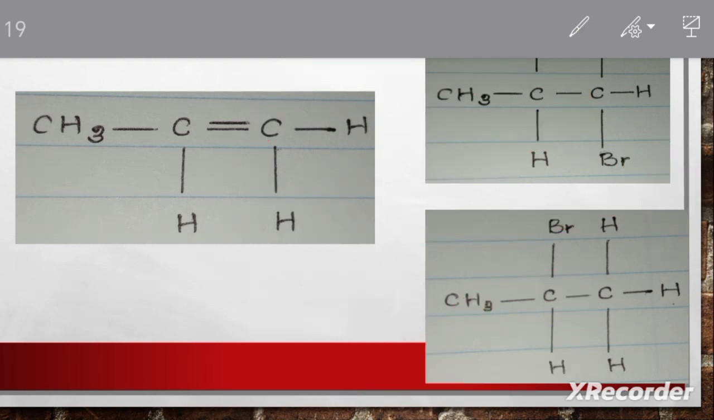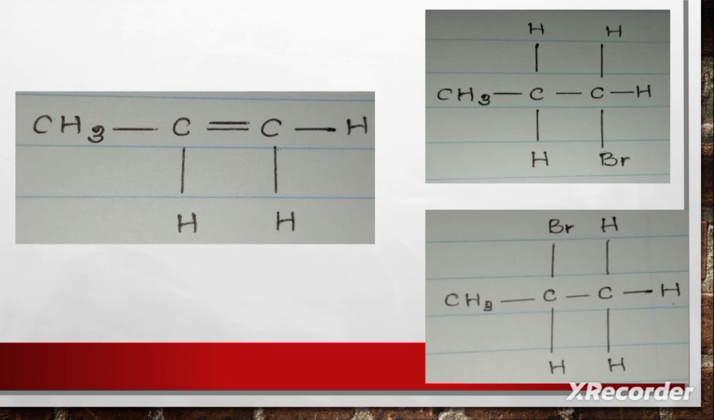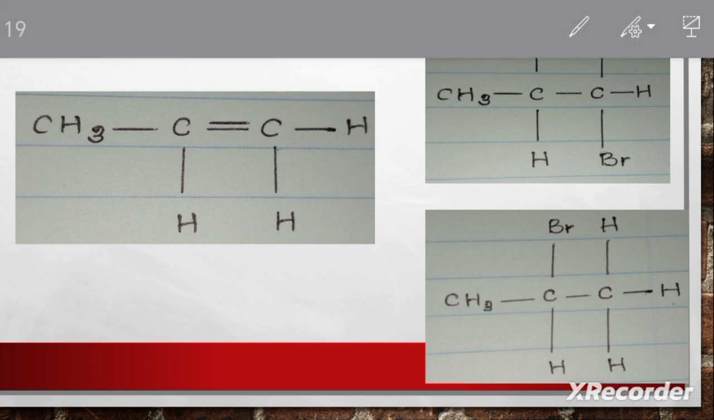Here, if you want to add this hydrogen to the carbon atom containing the lower number of hydrogen, we can do this, right? That is called anti-Markovnikov's rule. Think that in an organic conversion, you have to add hydrogen to the carbon atom which contains the lower number of hydrogen. According to Markovnikov's rule, what happens is hydrogen goes to the carbon atom with the higher number of hydrogen.